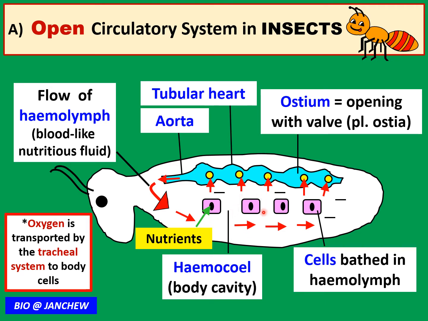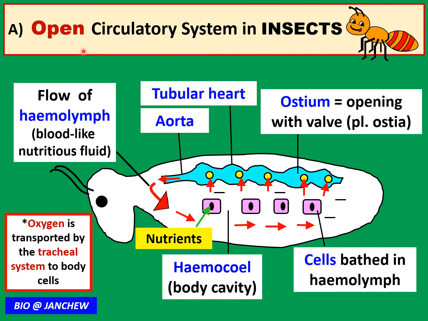So in the open circulatory system, the haemolymph is not always contained in the haemolymph vessels, but it will flow out and bathe the cells directly, okay, in the hemocoel. Now, the haemolymph is actually the equivalent of blood in the higher organisms, okay.